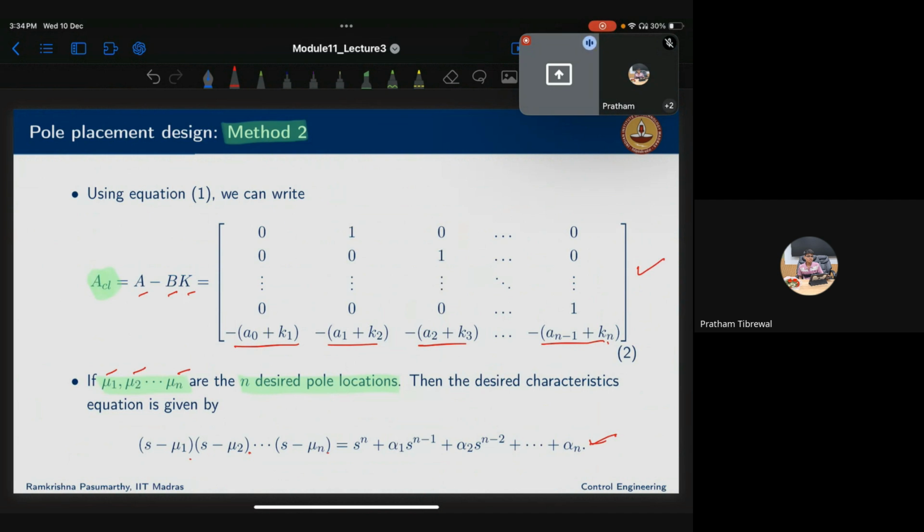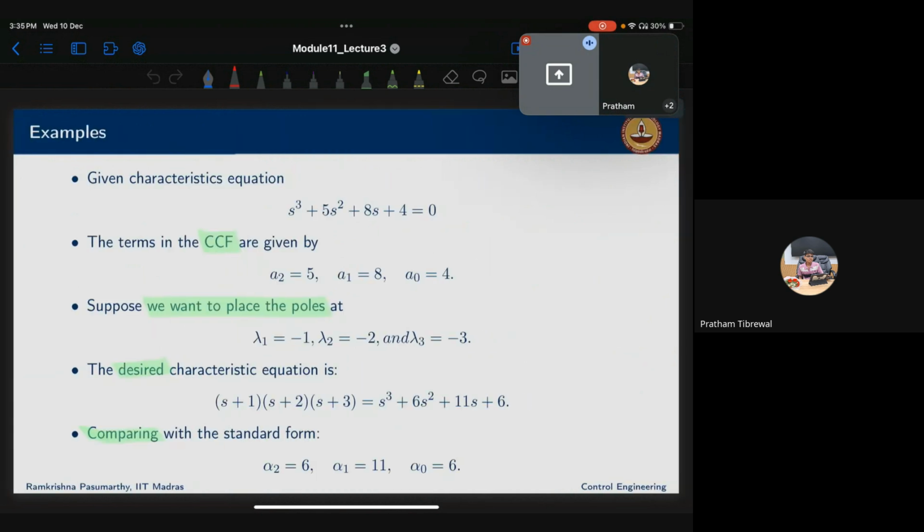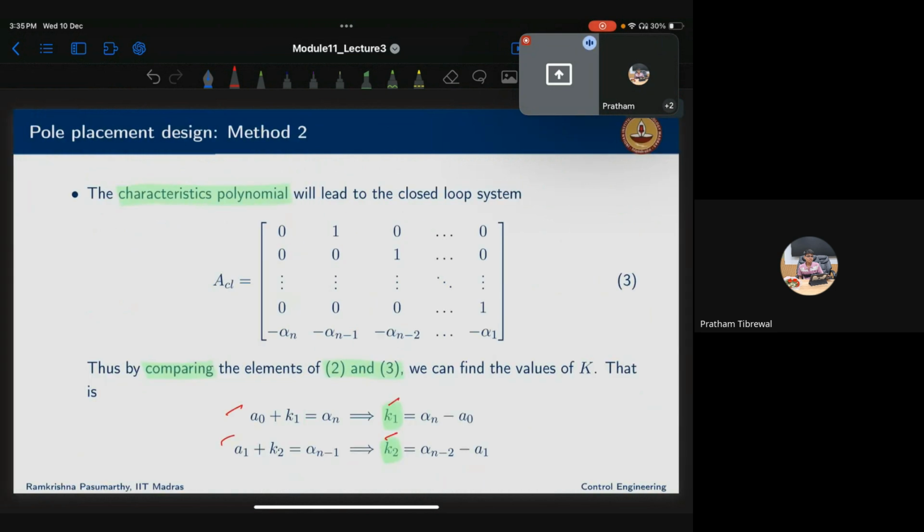You'll get this polynomial. Now the coefficients of this polynomial are going to be equivalent to these terms, because this is the closed loop system, and these are the desired poles you want. So if you equate each of these terms with these terms, you can see you will be getting your k1, k2, etc. values. Is this clear?